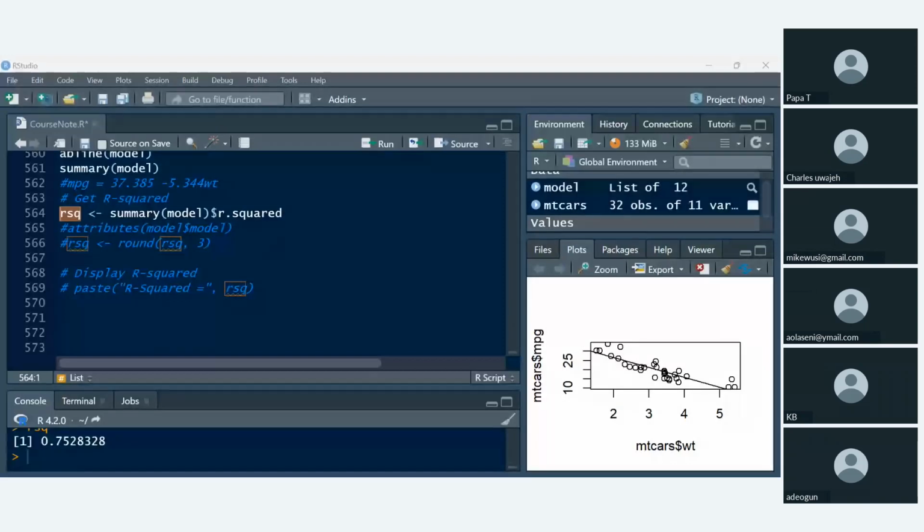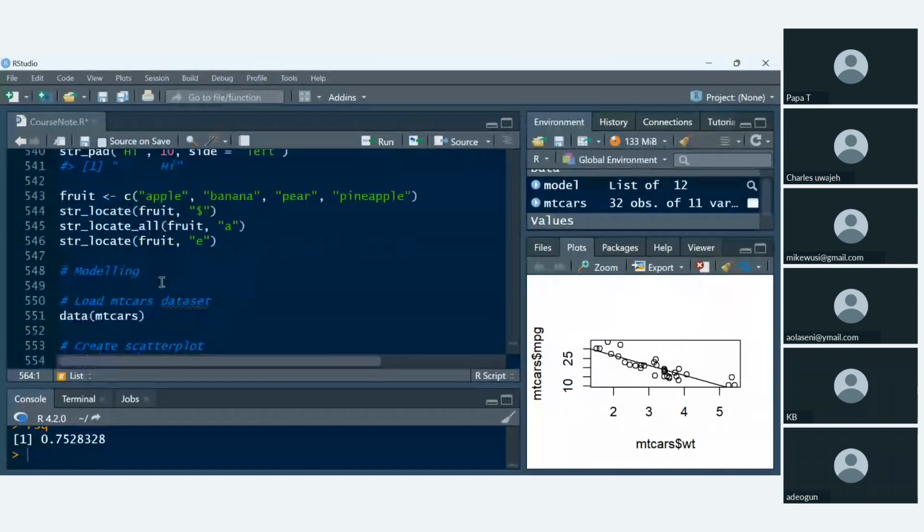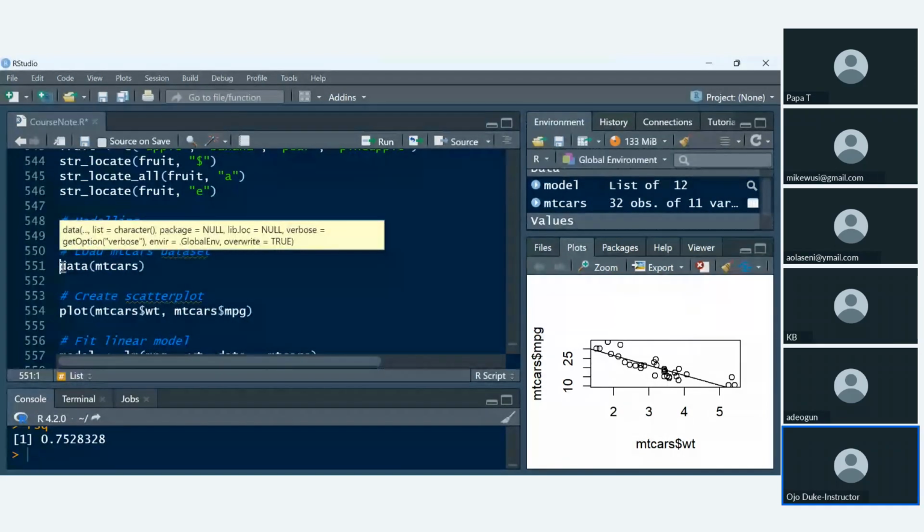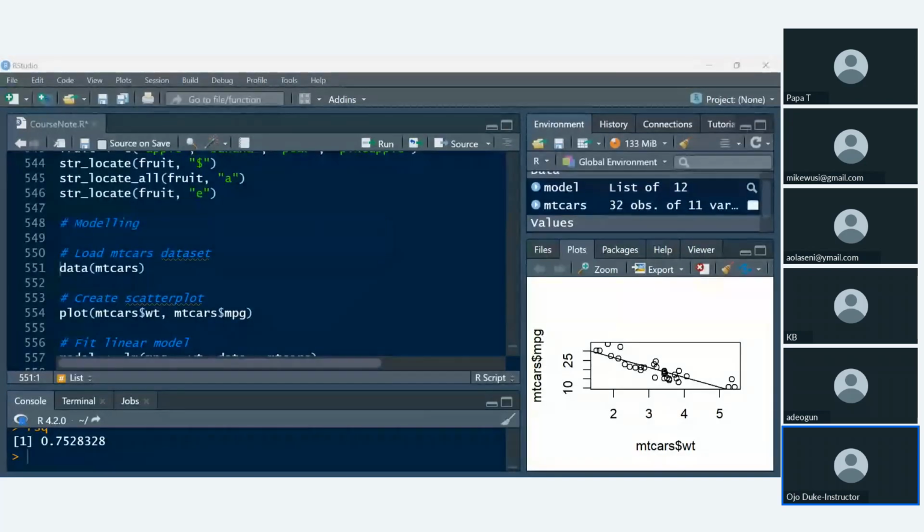All right, so let's go into R to examine the modeling example once again. I said we are using the mtcars data to run the modeling example. So the first thing you want to do is to load the data. Just a moment.